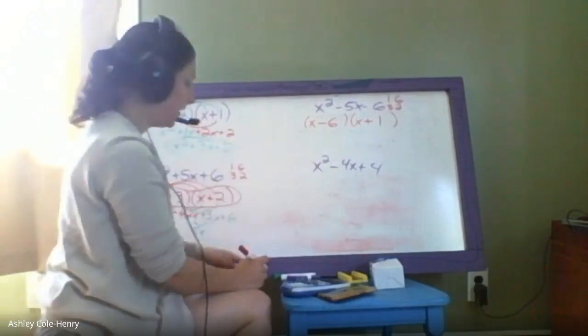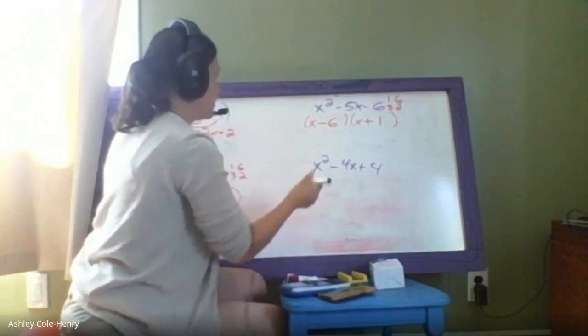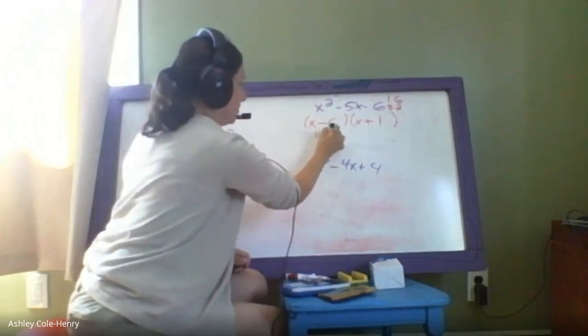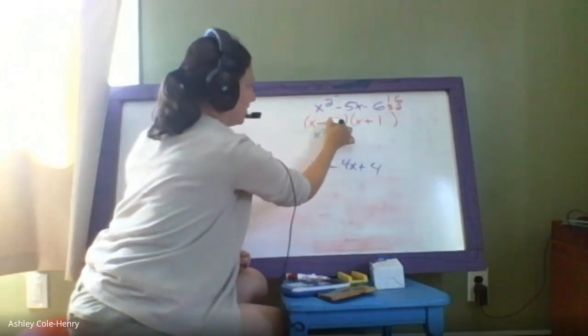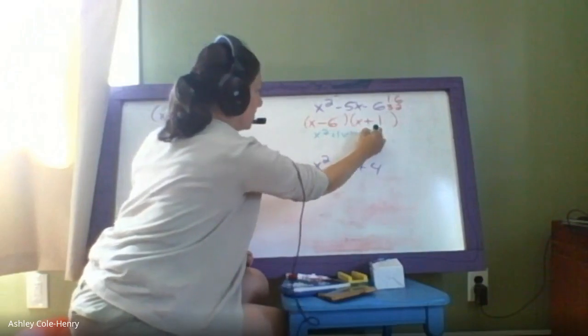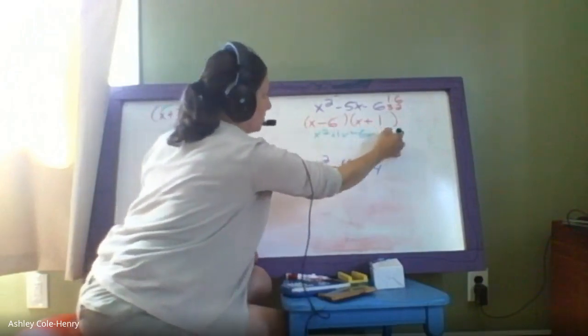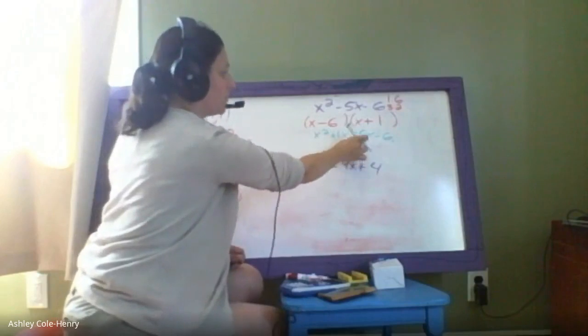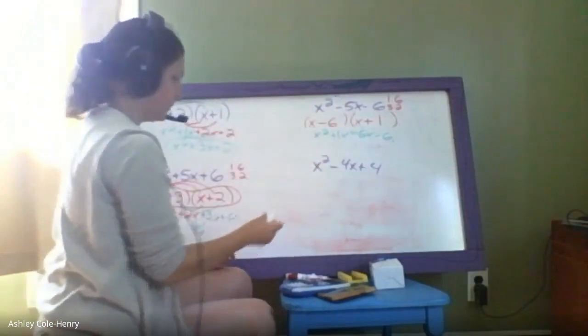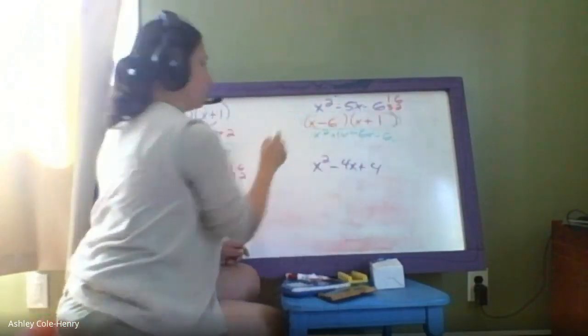Now I'm just going to multiply it out to make sure that I'm right. Let me do it in green this time. So x times x is x squared. X times 1 is 1x. Negative 6 times x is negative 6x. And negative 6 times 1 is negative 6. Combine those middle terms, and I get negative 5x. So again, this is your final answer.